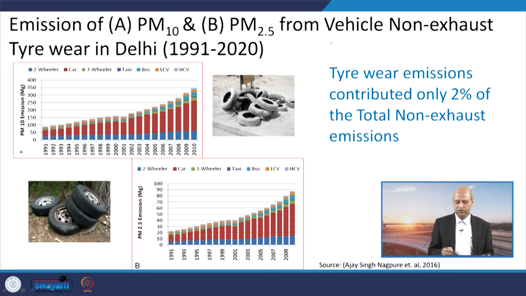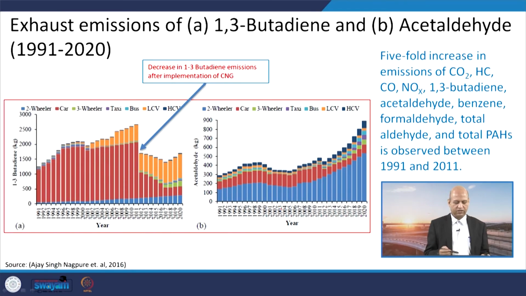If we see tire wear from different vehicle categories, then cars are more responsible for PM10, you can see the number, and also for PM2.5, the predominant source is car tires basically, when we consider these vehicle related non-exhaust emissions. So, tires are responsible for PM10 and PM2.5.